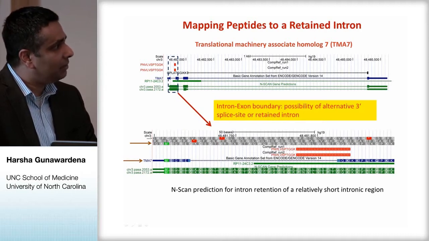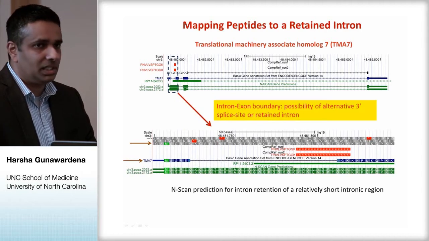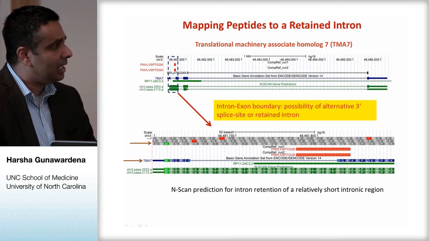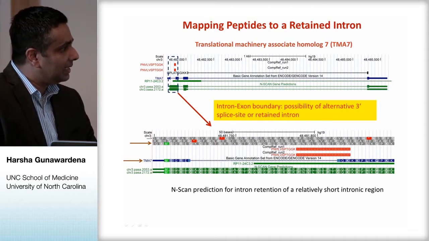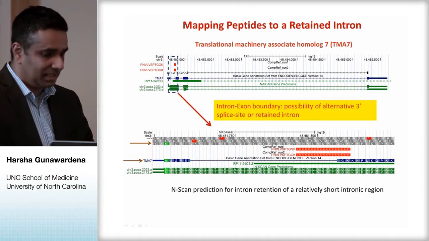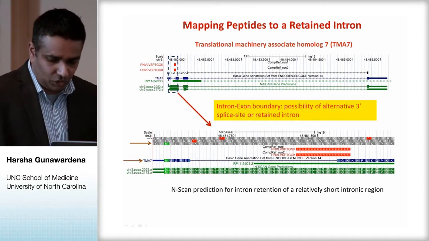Another piece of evidence that we get is the N-scan prediction, which is a gene prediction algorithm that tells us the possibility or likelihood of a particular segment to be expressed as a gene. So we see N-scan prediction for this entire region, which says that this is actually an intron.